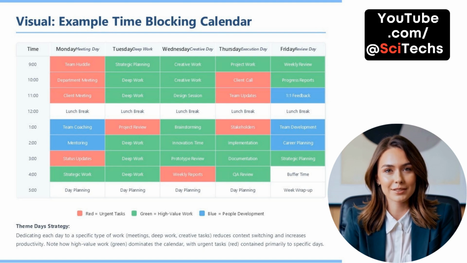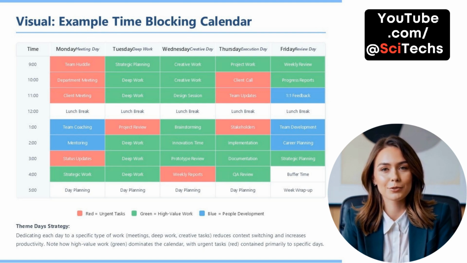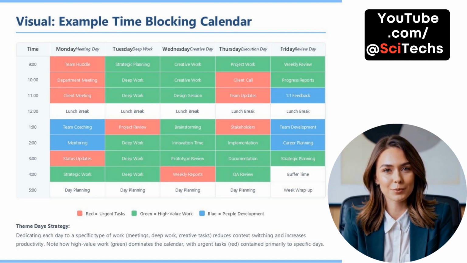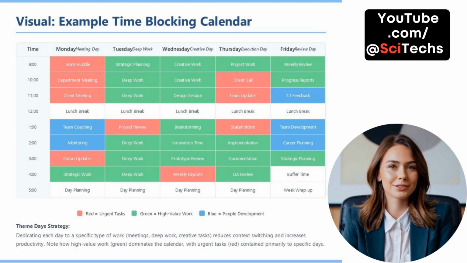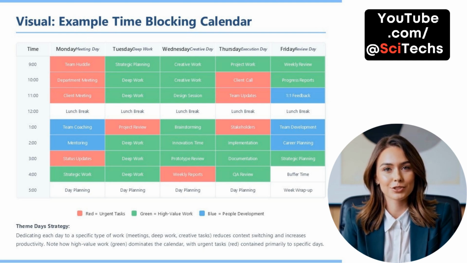Notice the use of theme days: a full day for meetings, another for deep work, and yet another for creative problem solving. This approach reduces context switching, which drains cognitive energy. By clustering similar tasks, you optimize your focus and reduce start-stop inefficiencies. Importantly, high-value work isn't just squeezed in around everything else. It's prioritized and protected. Visual cues like color coding reinforce balance and keep your attention anchored on what matters. When your calendar reflects your values and goals, your daily actions drive long-term impact.